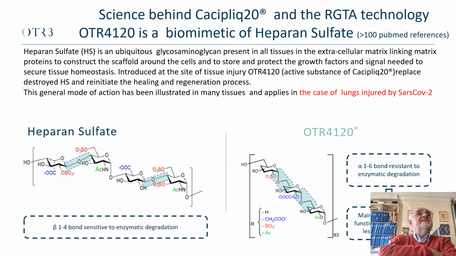Now, heparan sulfate is an ubiquitous glycosaminoglycan present in all tissue in the extracellular matrix, and its function is to organize and control the scaffold. It binds to the matrix proteins, the binding site of heparan sulfates, and it links to the other matrix proteins so that it makes a scaffolding. And it also has a second very major property. It interacts with and protects and stores all these growth factors and signals needed to secure tissue homeostasis. And this protection secures the quality of tissue homeostasis.